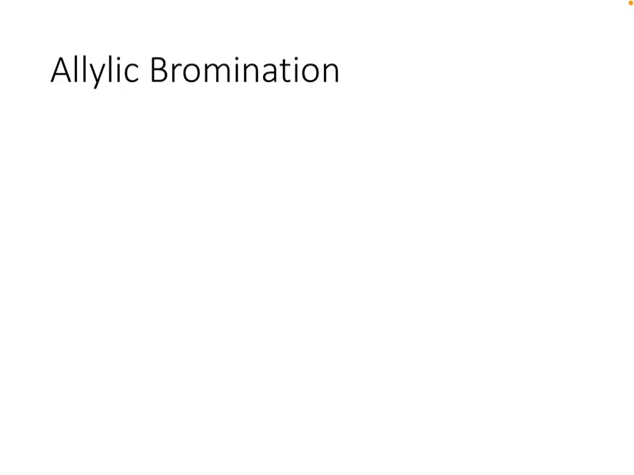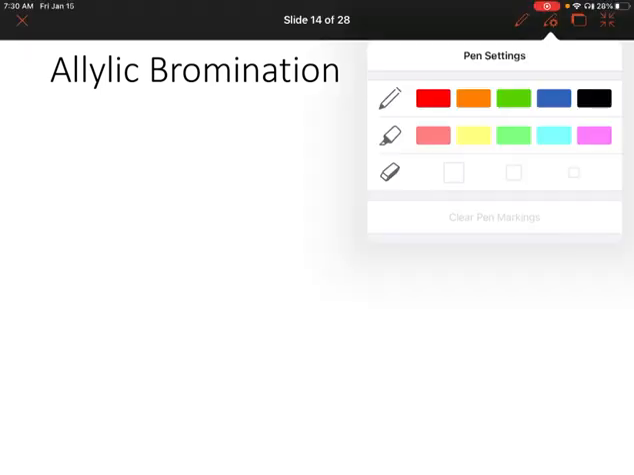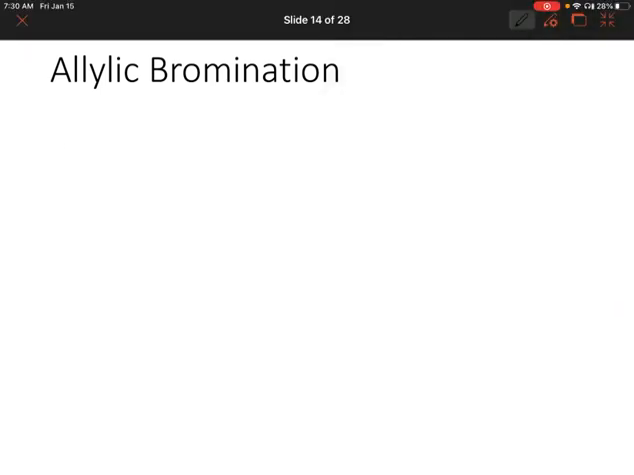Hi everyone! In this video we are going to go over another radical reaction called allylic bromination. So let's start by determining in the following molecule, where would we abstract a hydrogen? So this is cyclohexene. And let's figure out the most stable radical after hydrogen abstraction.